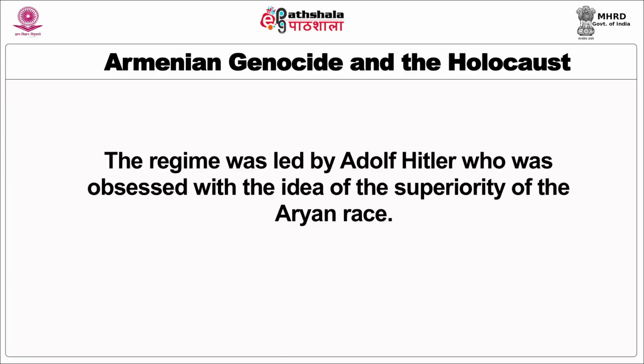The regime was led by Adolf Hitler, who was obsessed with the idea of the superiority of the Aryan race. In 1934, Hitler anointed himself as Führer, making him Germany's supreme ruler. The Nazi ideology dismissed non-Aryans and persecuted them.